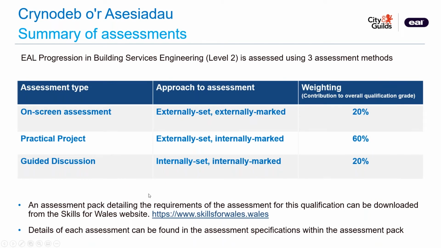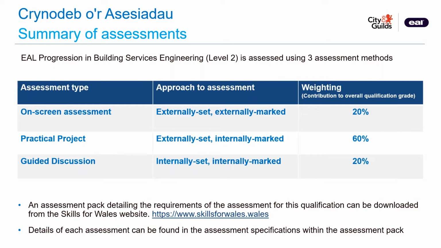So the summary of the assessments for this particular qualification, there's three assessment types. There's the on-screen assessment, which covers 20% of the overall marking weighting. There's the practical project, which is externally set, internally marked, and that covers 60%. So that is the bulk of the weighting on the marks in the practical project. And then we've got the guided discussion, which is internally set and internally marked, and that's 20% of the marks, similar to the on-screen assessment.